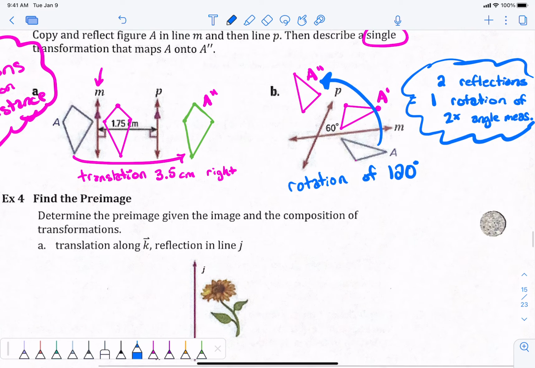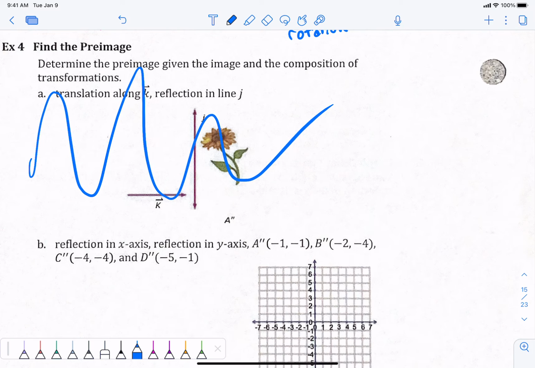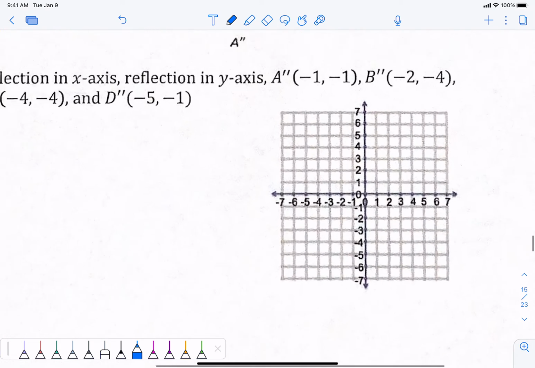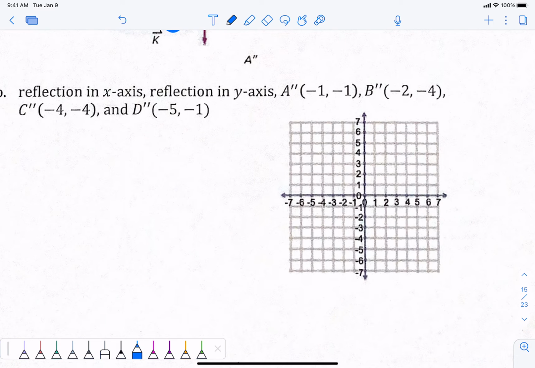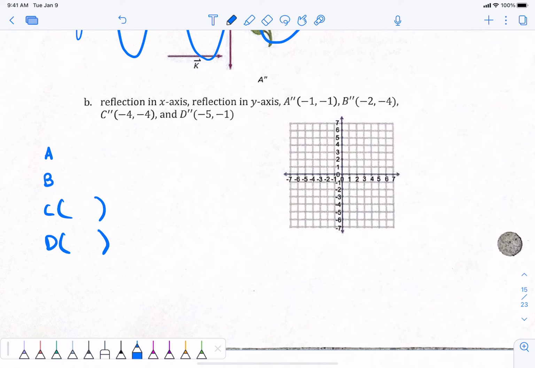I can't draw flowers, so we're going to skip this next part, part A, but we are going to do part B. Part B though, they say whatever my original one was, whatever original A, B, C, and D were. We've got to find the original A, B, C, D. Whatever it was, we took that thing and we reflected it.